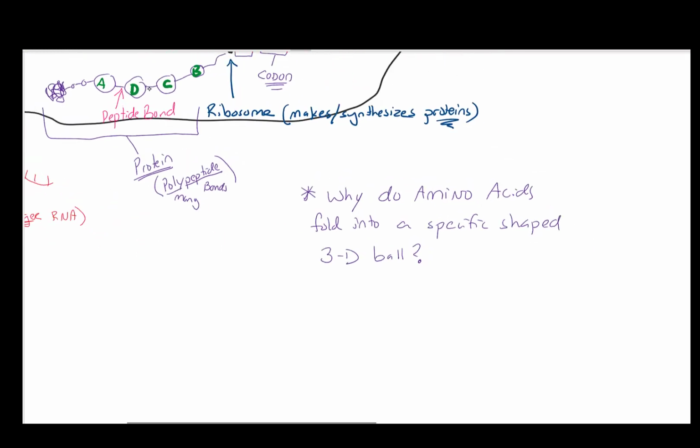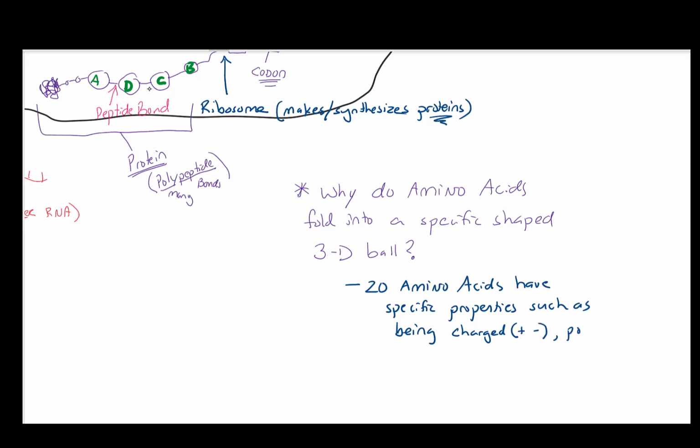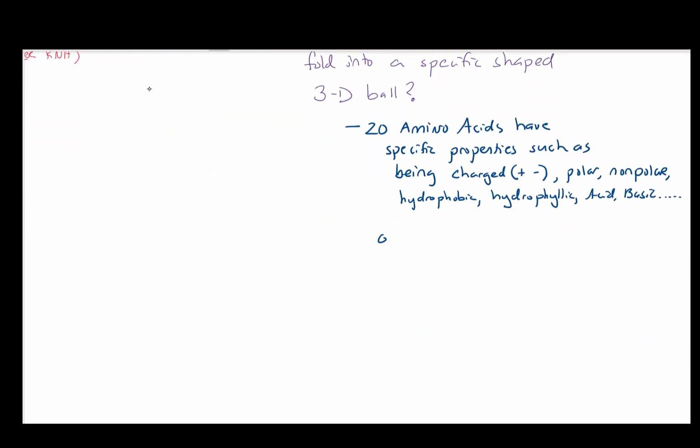Once all the amino acids are together, why do they fold into a specific 3-dimensional shape to give a protein a very specific shape? Because there's 20 amino acids and they have very specific properties, such as being charged, positive or negative charged, having both a positive and negative, being polar, being nonpolar, hydrophobic, hating water, hydrophilic, loving water, could be acidic, basic. There's quite a few properties amino acids could be. So how does this cause the chain of amino acids to fold in a certain way?